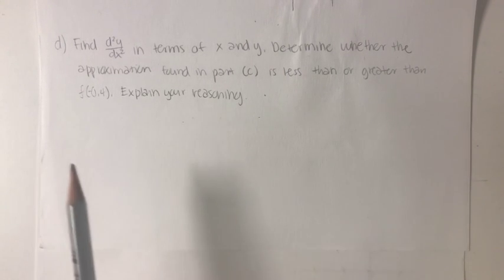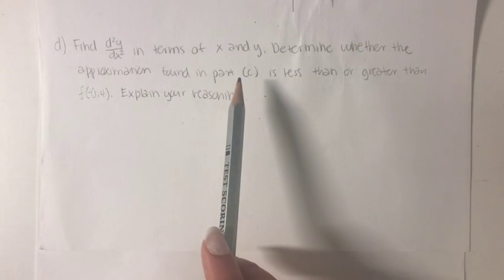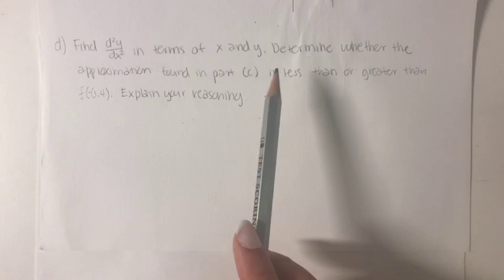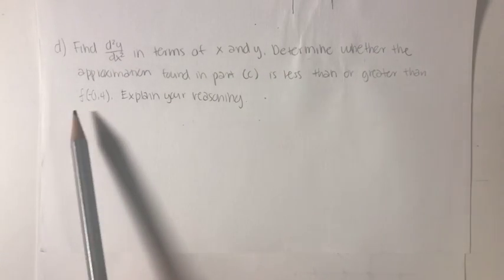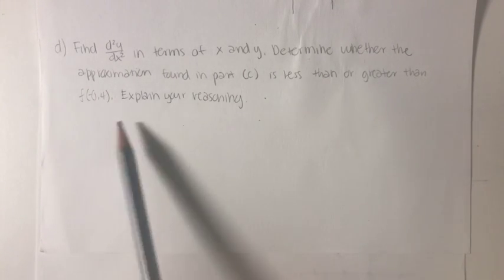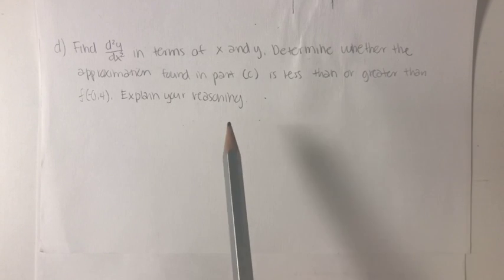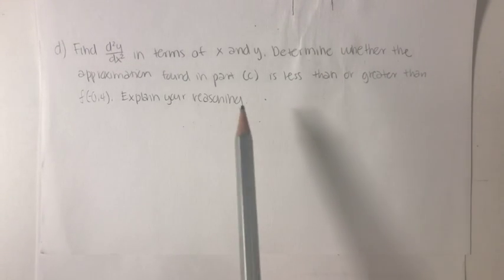And so finally we get to part D. It asks us to find the second derivative in terms of x and y. Then determine whether the approximation found in part C is less than or greater than f of negative 0.4 and explain your reasoning, obviously. Always explain your reasoning, even if it doesn't ask you to. Do it just to be safe.